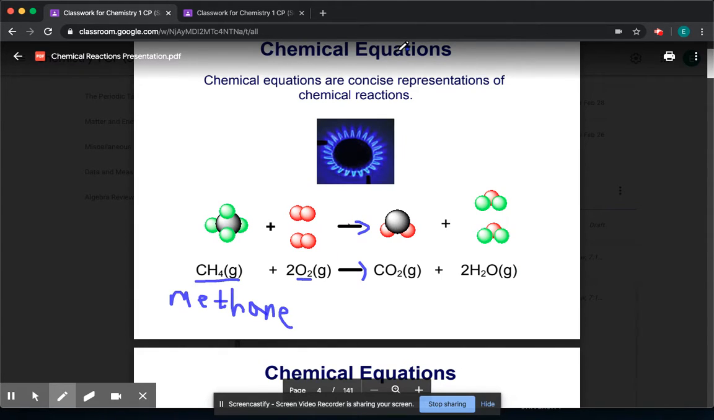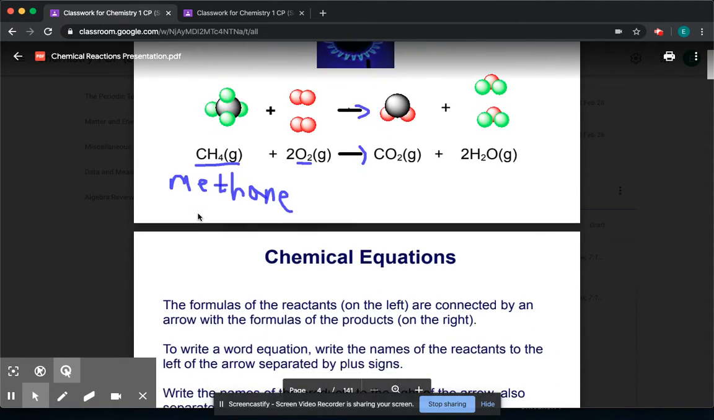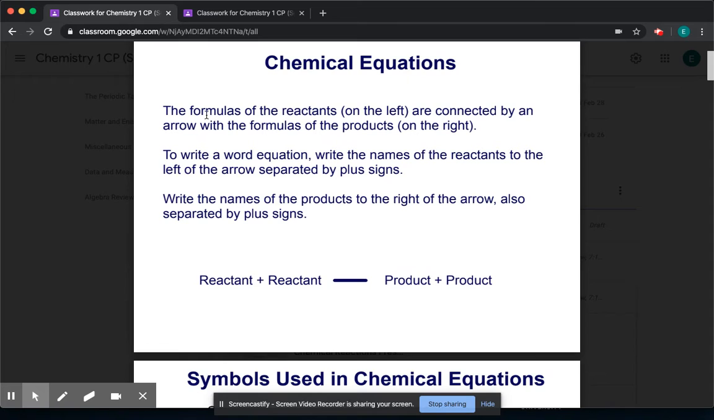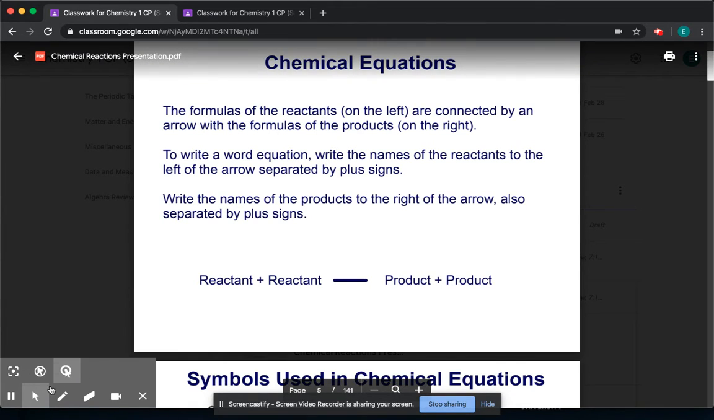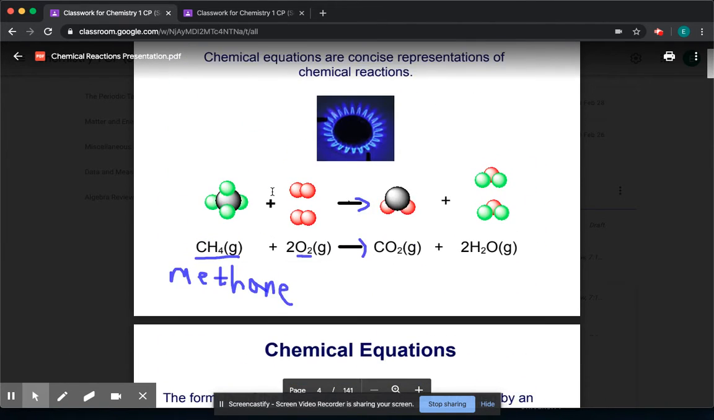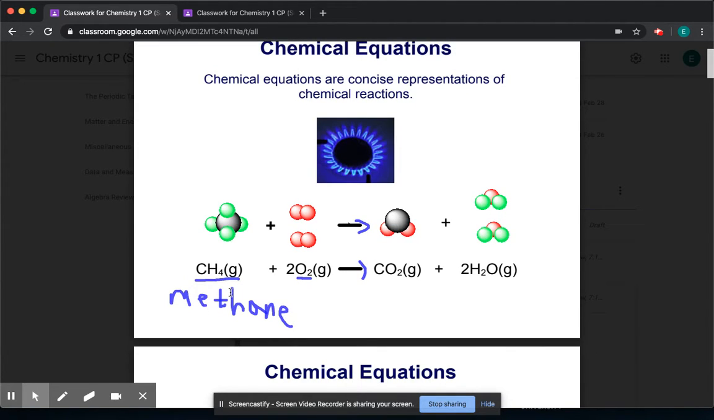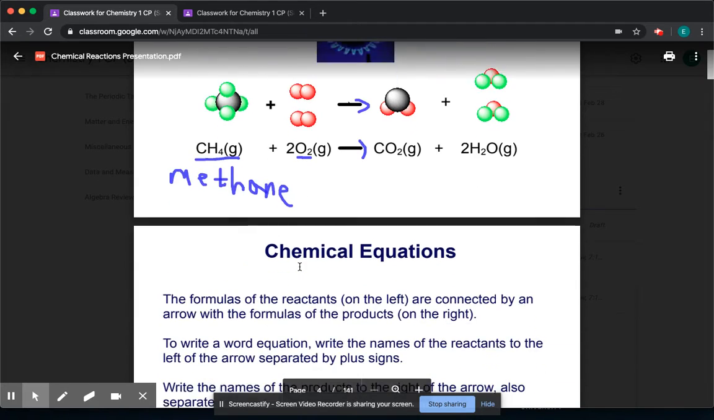So think of a chemical equation as a recipe. In chemical equations, you have formulas that are shown with the reactants on the left side. So what is a reactant? A reactant is, as the name implies, the things that you are reacting. So in the equation above, methane is a reactant. Oxygen is a reactant.